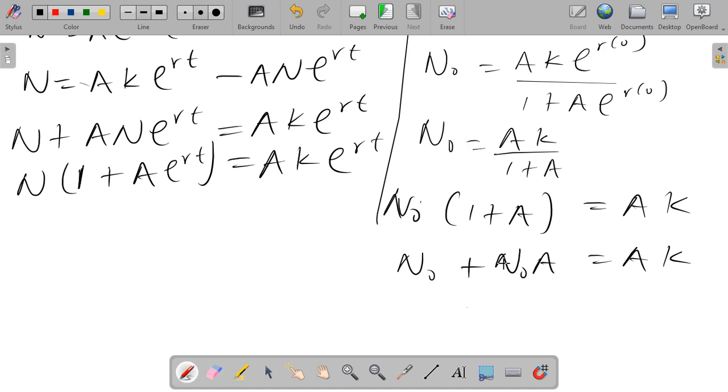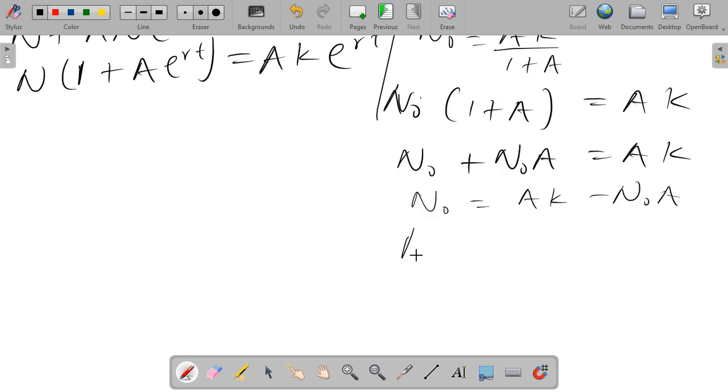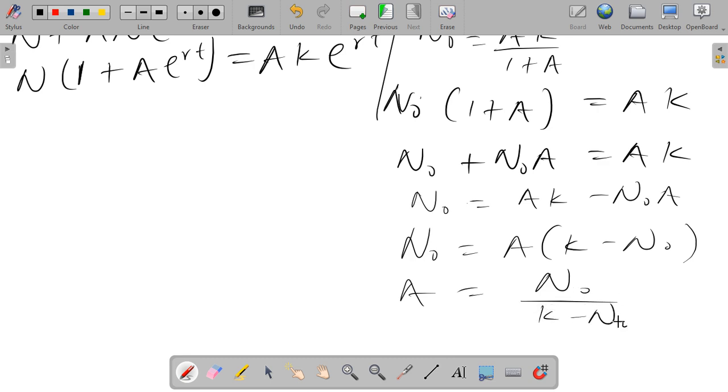Sorry. So let me move this one to the other side, so that N naught is equal to AK minus N naught A. Okay. So therefore, if I open the bracket, you see that N naught will now be equal to A into K minus N naught. So therefore, my A will now be A naught over K minus N naught. So this is my A.